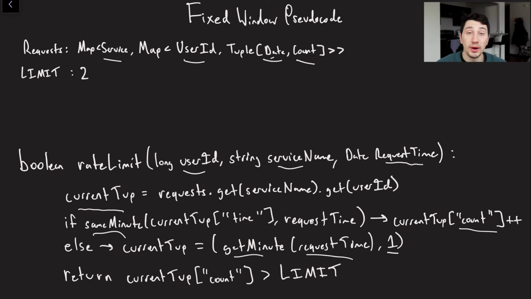And then in terms of whether we actually want to go ahead and perform rate limiting here, we just check whether the current tuple's count is greater than our limit. So in this case, our limit is going to be 2. Hopefully that makes sense. I think it's fairly straightforward for this one.